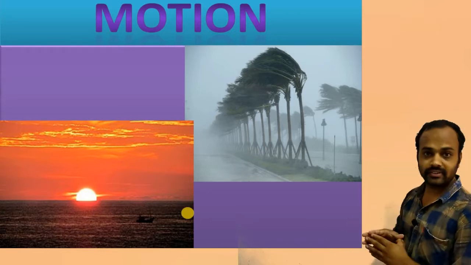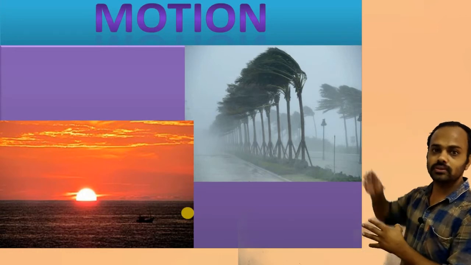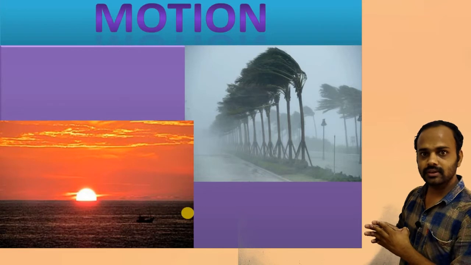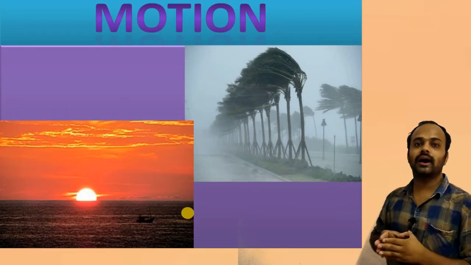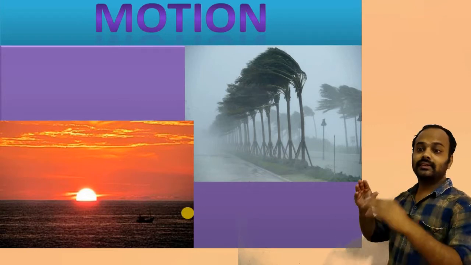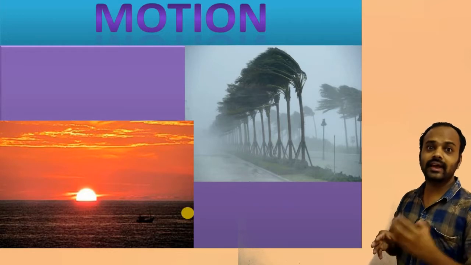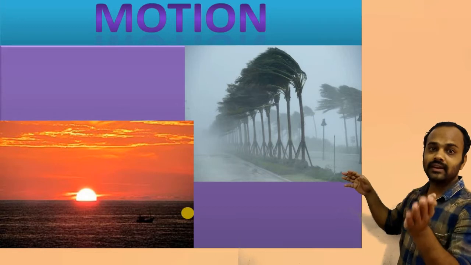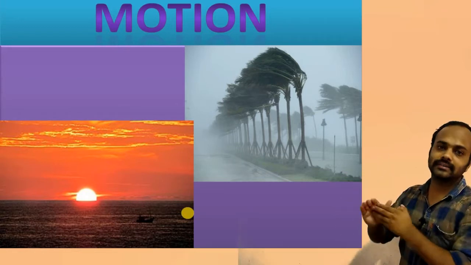Then what does it infer, what does it show to us? This shows us that wind is moving from one place to another place. We cannot see the wind, but the bending of coconut trees informs us. What do they infer? The coconut tree is bending, that means wind is moving from one place to another place.